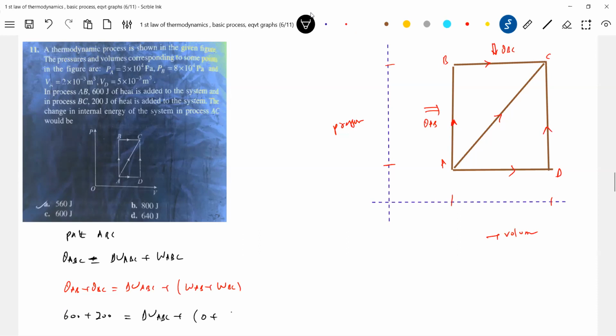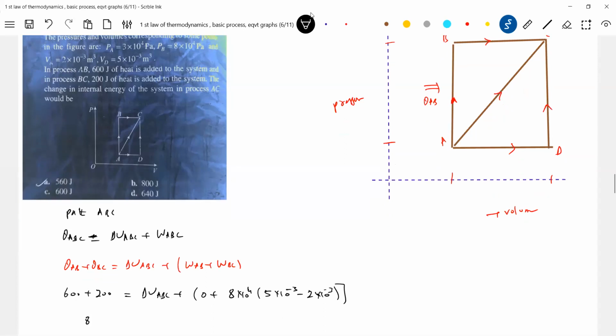WBC, pressure at that particular point. What is the value of pressure? 8 into 10 to the power of 4. Change in volume, VC minus VA: 5 into 10 to the power of minus 3 minus 2 into 10 to the power of minus 3. So this will be 800 times 10 to the power of minus 3, so 80 will come. 5 minus 2 is 3. So 240 will be. Anybody, the value of delta U?